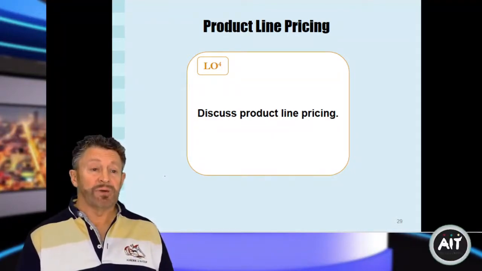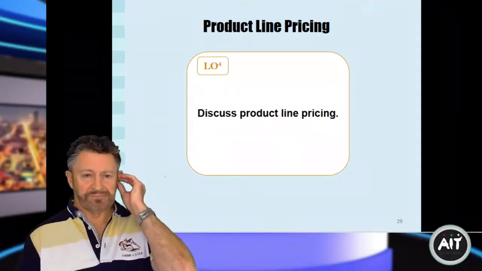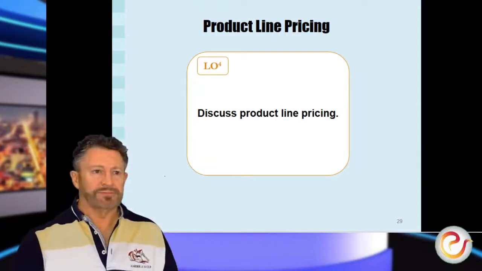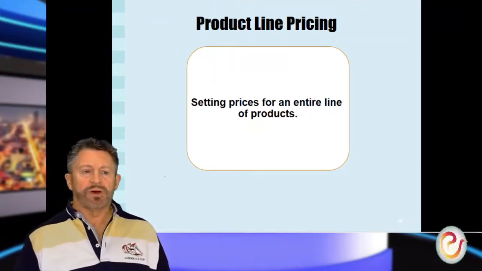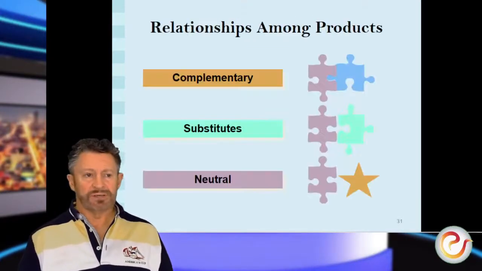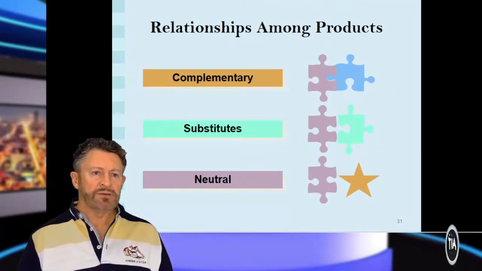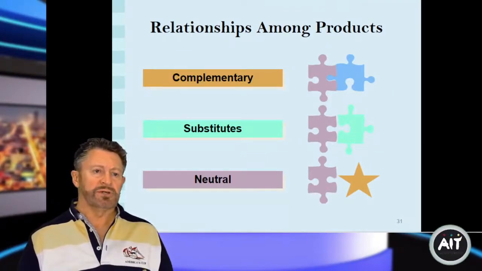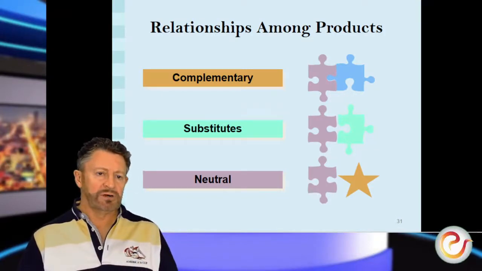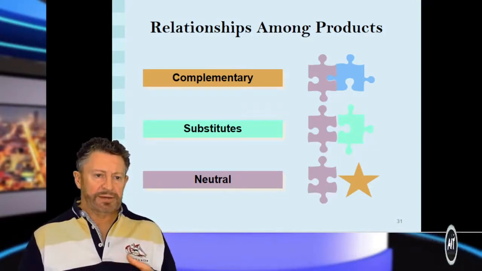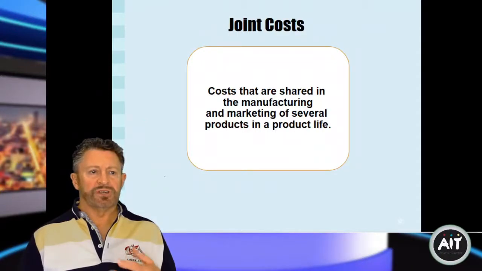Discussing the product price line. So, setting prices for entire product lines, what does this essentially mean? You can have the relationship between products, such as complementary products or substitute products or neutral products. Taking these one step further, joint costs.